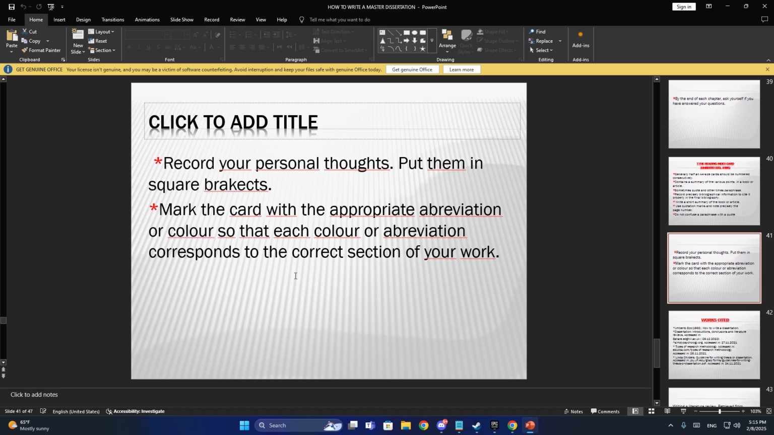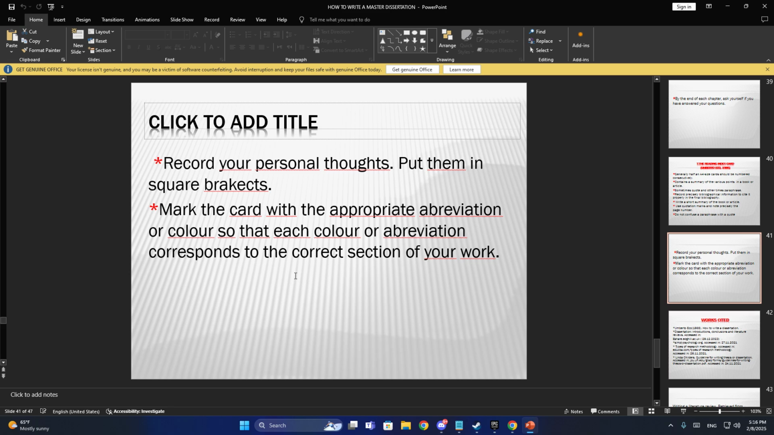Record your personal thoughts. Put them in square brackets. It happens when you read a book or an article that you will generate your own personal reflection and thought. Write it in square brackets. Square brackets make it your sign for your thought. So whenever you return to these cards and you see ideas enclosed between square brackets, you will remember that these are your thoughts and reflections about what you have been reading.